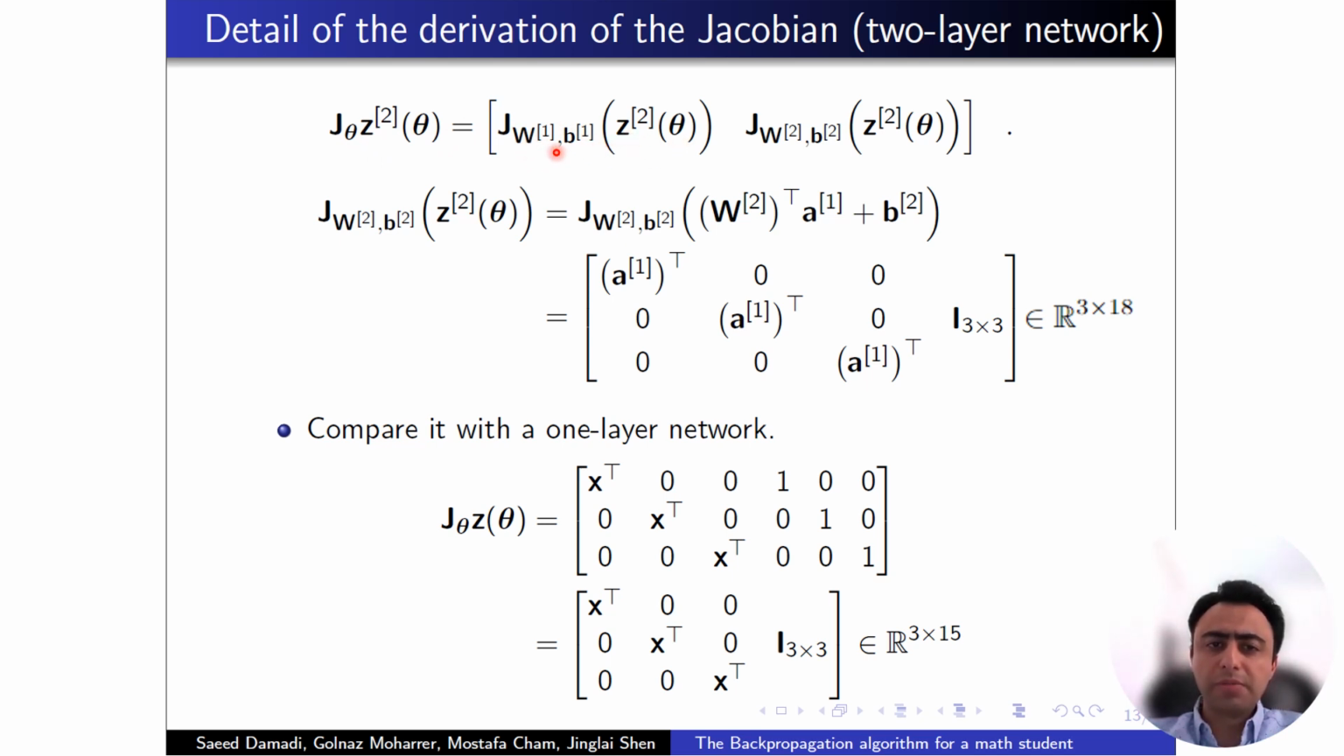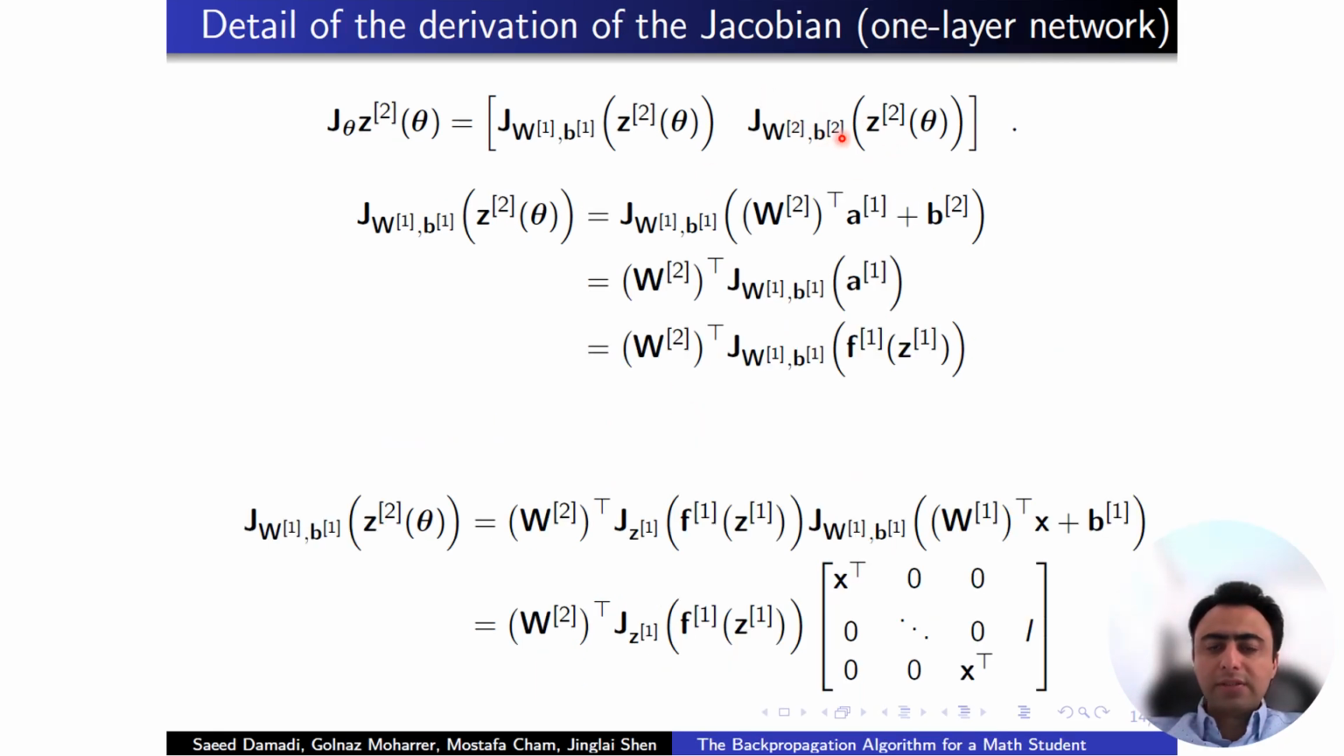Jacobian with respect to parameters of the first layer, Jacobian with respect to parameters of the second layer. For the second layer, notice that we have W2 transpose times A1 plus B2, and then we want to take the derivative with respect to W2 and B2. This is going to be this matrix, which is very similar to a one layer neural network. I said that it can be thought of as the last layer of a single layer neural network, because the form that you see here is consistent with the single layer neural network that we already had.